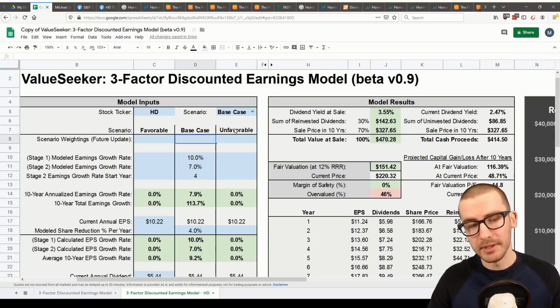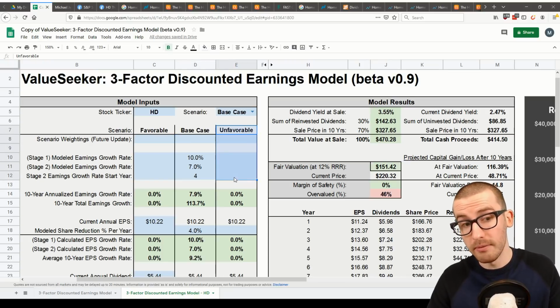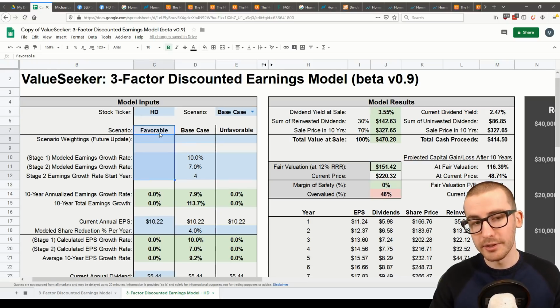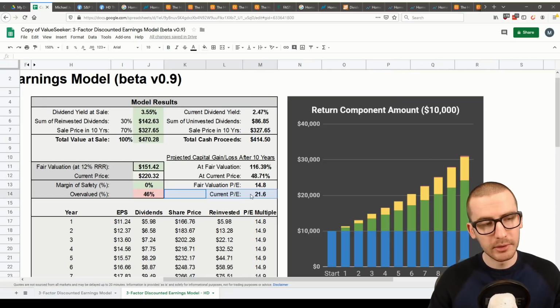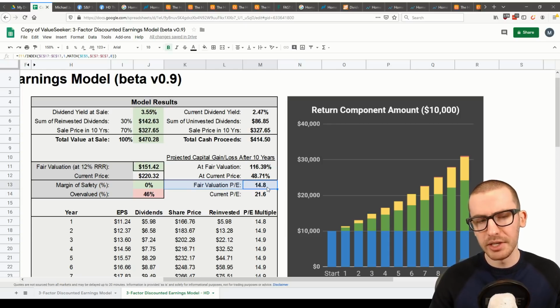However, again, one of the benefits of this model is you can explore those cases where you do see maybe more unfavorable estimates of earnings growth and other assumptions. Also take a look at another set of aggressive or favorable assumptions in the case things go very well for the company. So another way to look at this is that the current price to earnings ratio is about 21.6, and the model is suggesting waiting till a price to earnings ratio of about 15 where it achieves a fair valuation to hit that 12% rate of return.